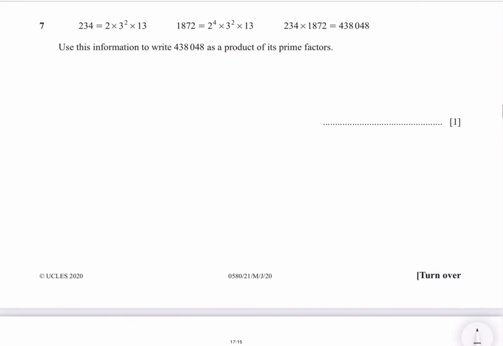Question number 7. Some values are given and the examiner asks us to use this information to write 438048 as a product of its prime factors. So 438048 is equal to 234 times 1872. The factors of 234 are there and the factors of 1872 are there. Combine these two sets of factors and then you can pick the product of the prime factors.